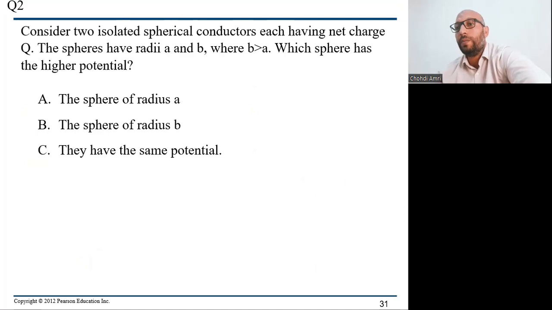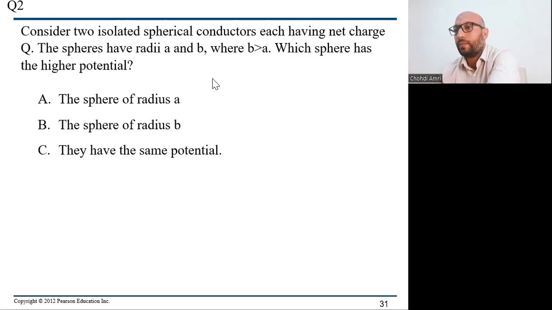Good. Let's continue. We now consider two isolated spherical conductors, each having a net charge Q. The spheres have radii A and B, where B is larger than A. Which sphere has higher potential?